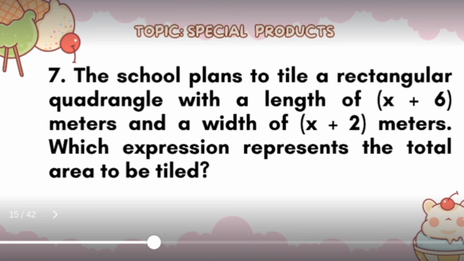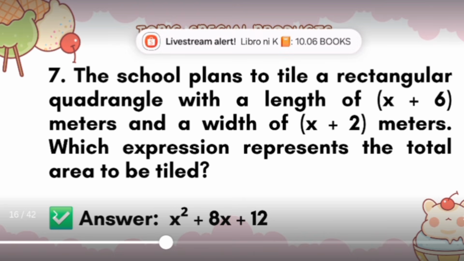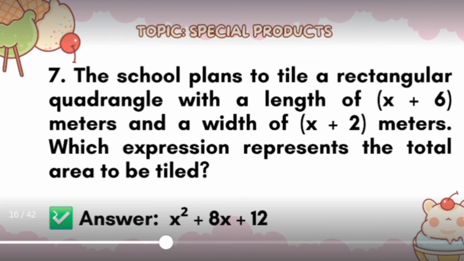Question number 7. The school plans to tile a rectangular quadrangle with a length of x plus 6 meters and a width of x plus 2 meters. Which expression represents the total area to be tiled? So the answer here is x squared plus 8x plus 12. So you are to use the FOIL method in solving this problem.